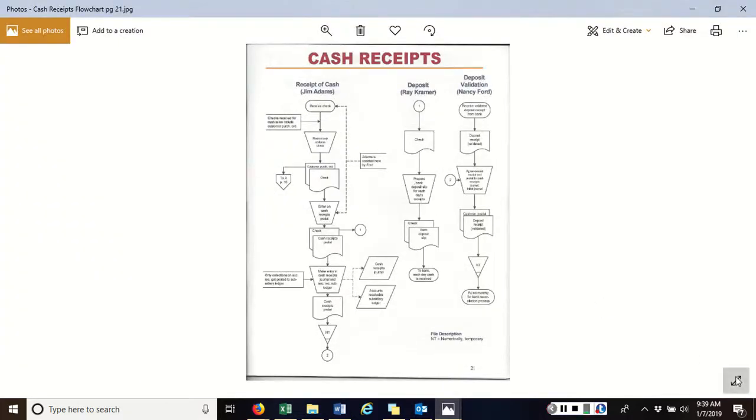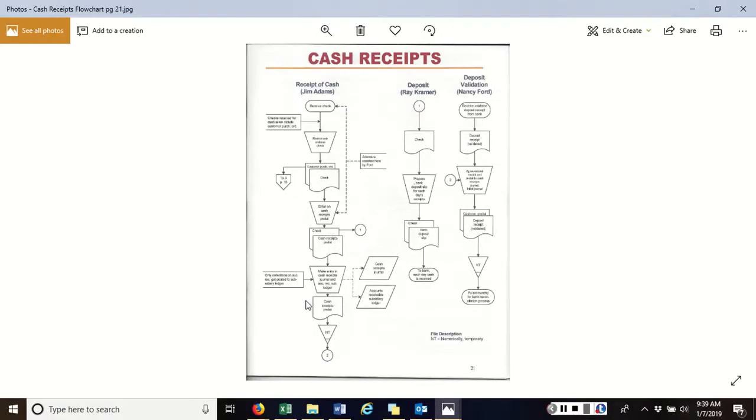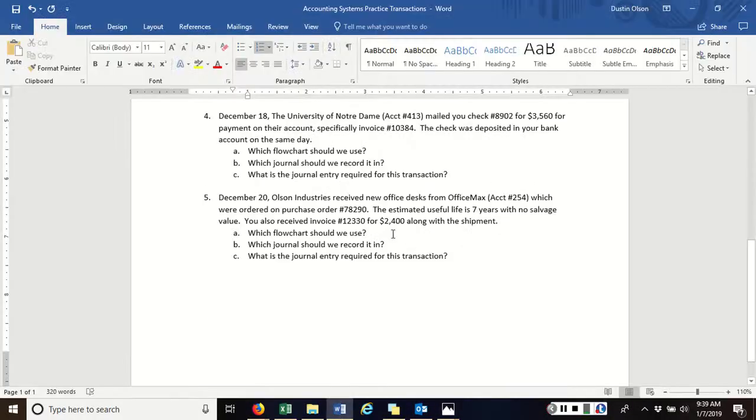So once again, we'd go to our cash receipts journal. And we'd be in the receipt of cash category. So once again, we receive the check. We would sign the check. We would enter it in our cash receipts pre-list. And we would make the entry in our cash receipts journal and accounts receivable subsidiary ledger. So once again, the title of our journal matches the title of our flowchart.